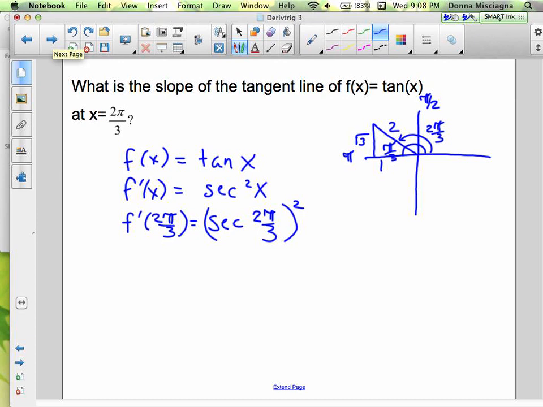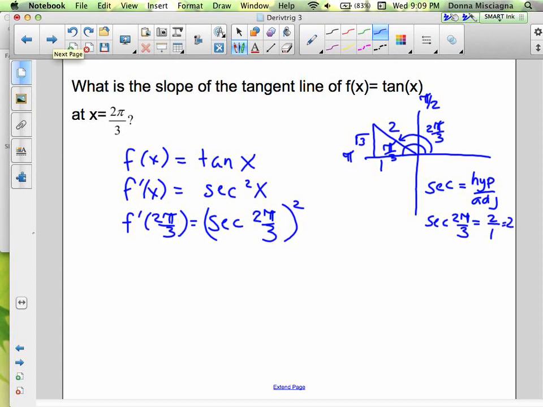We're looking for secant. As a little reminder, secant is the reciprocal of cosine. Cosine is adjacent over hypotenuse, so secant is hypotenuse over adjacent. That's 2 divided by 1, which is 2. So secant of 2 pi thirds is just 2 over 1, or just 2. I'll write it in there.